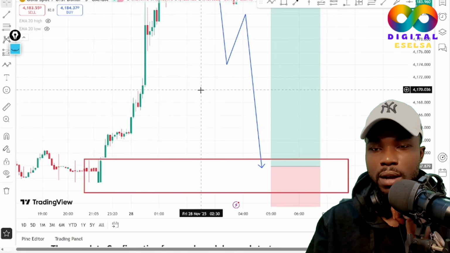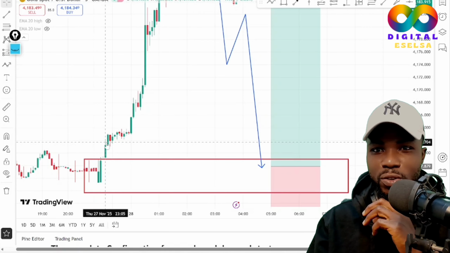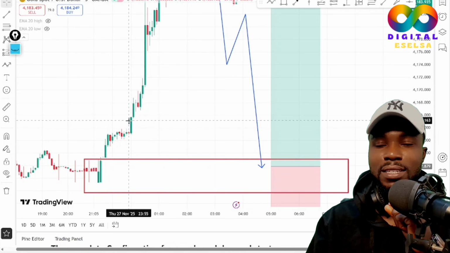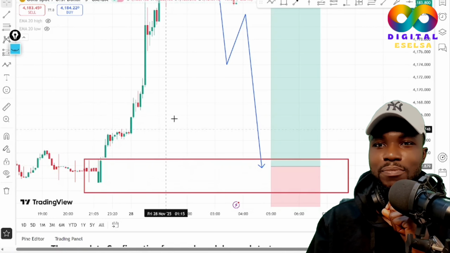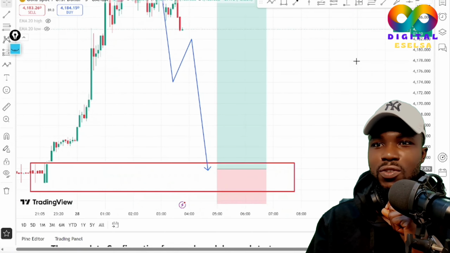I've mentioned number one, number two. Number one criteria, it was able to break structure to the upside. Number two criteria, the sizes of the candles are very big, right? These are momentum candlesticks that we're printing. Number three, this zone is a very fresh zone and has not been tested before. And number four, this zone should be able to provide at least a 1:3 reward ratio.